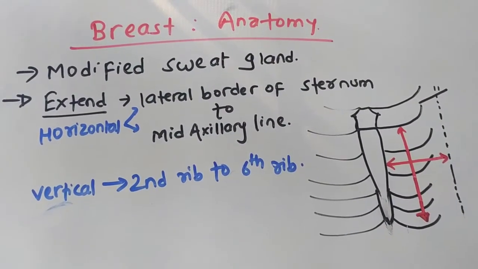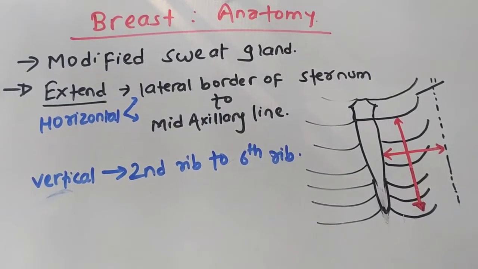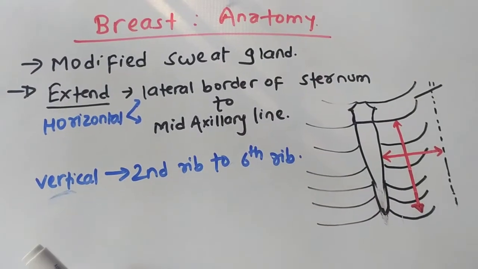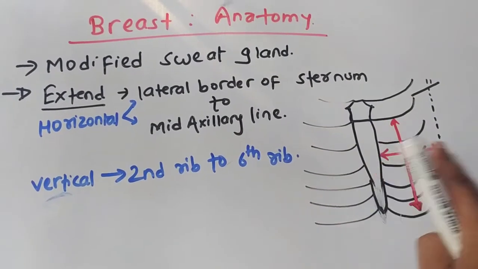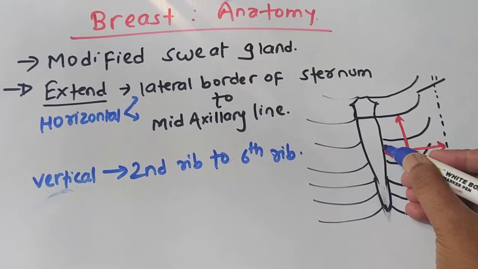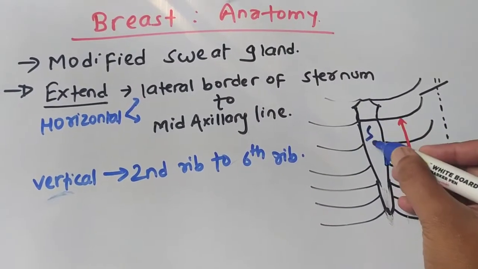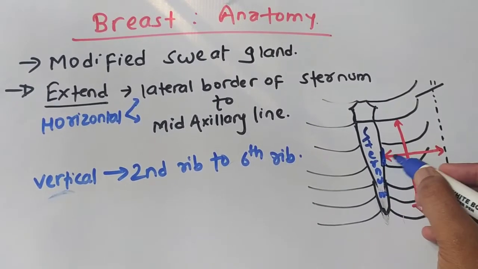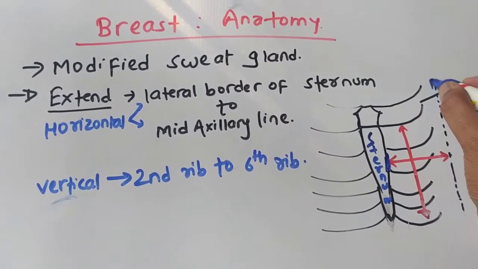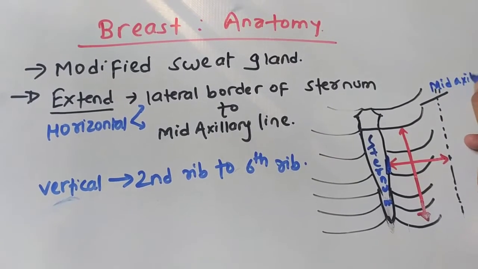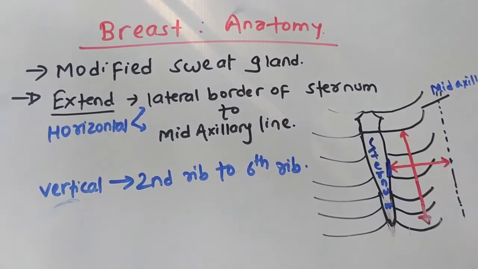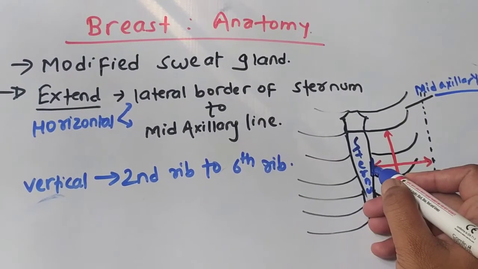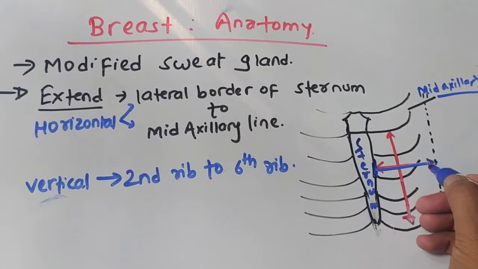Now let's talk about the extent of the breast. It has two extents, the horizontal extent and the vertical extent. In the horizontal extent, it lies from the lateral border of the sternum. So this is the sternum, and the breast lies from the lateral border of the sternum to the mid axillary line. Let's suppose this is the mid axillary line.